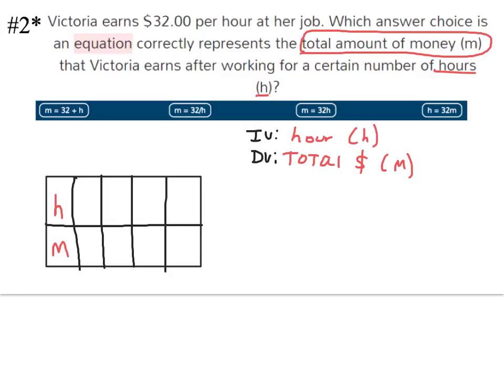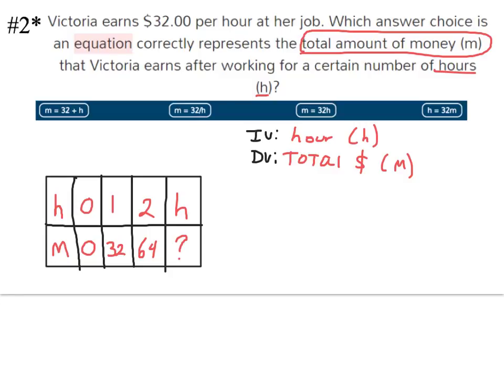So at 0 hours, Victoria gets no money. At 1 hour, she gets paid $32. At 2 hours, she gets paid $64. Now for the next one, we could put 3, but it could be any amount. So I'm going to call it h. And if she works h hours, I don't know how much money she makes. So let's put a question mark there.